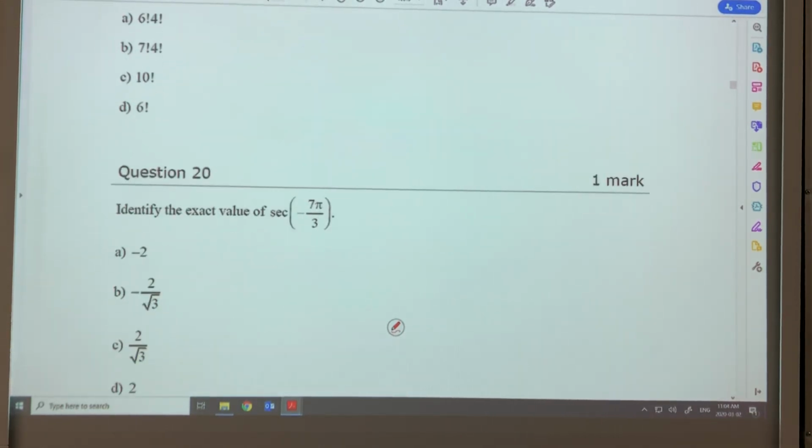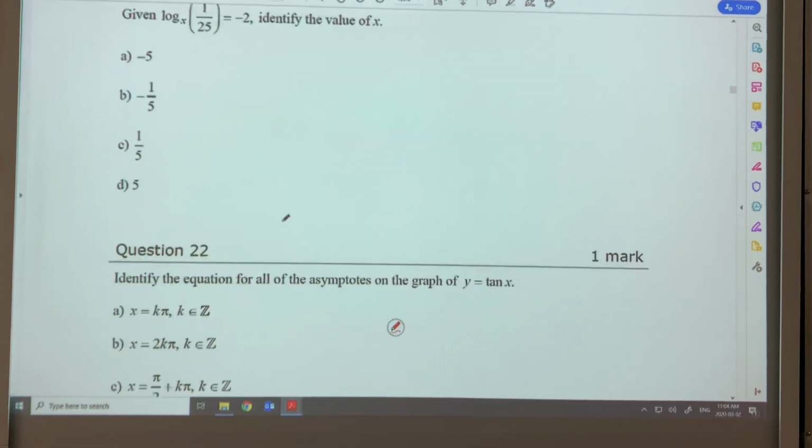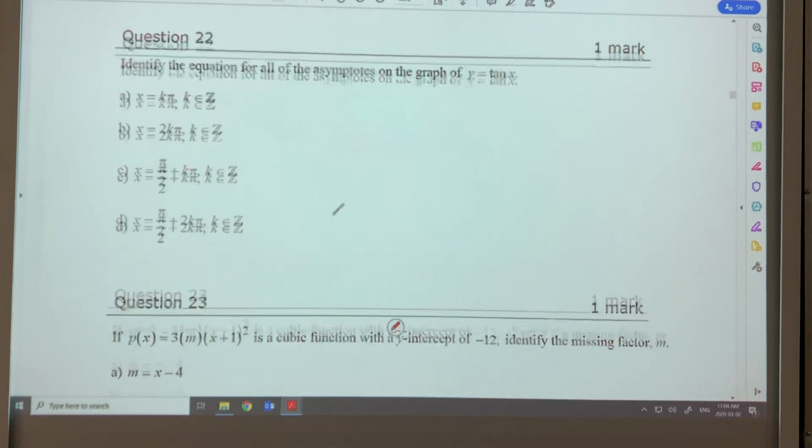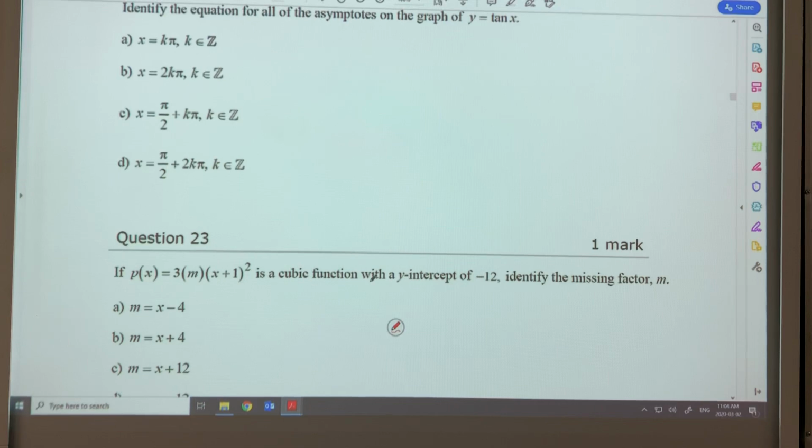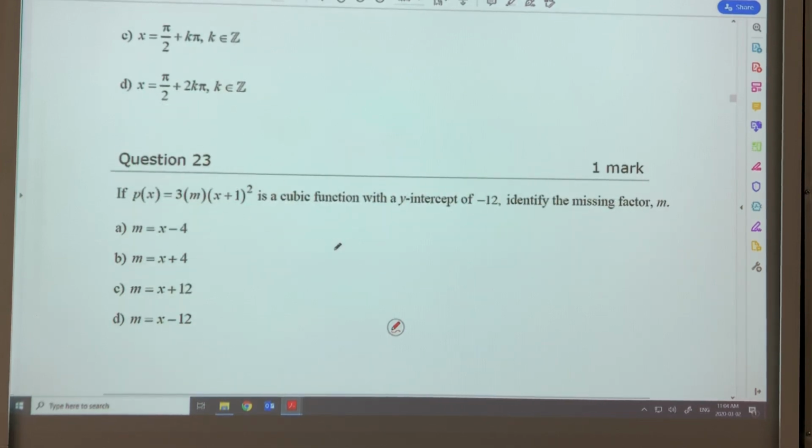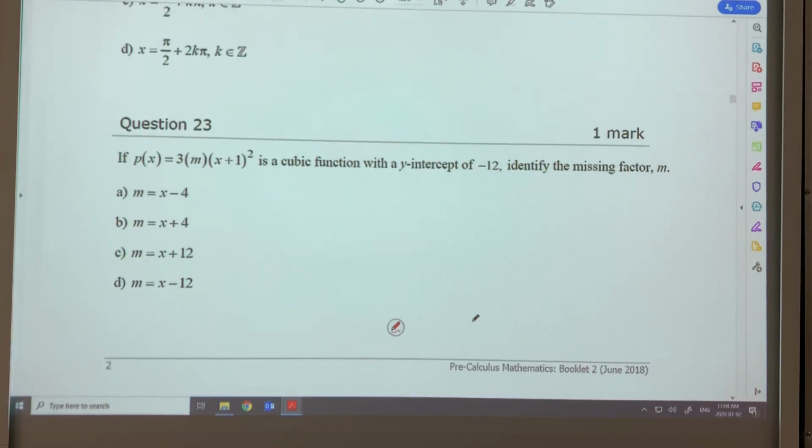Can't do that one either. Can't do it yet. We can do it. Should we do it? Yes. It's a cubic function with a y-intercept of -12. It's not a question from this unit, but let's see.